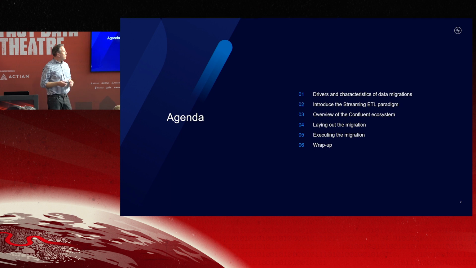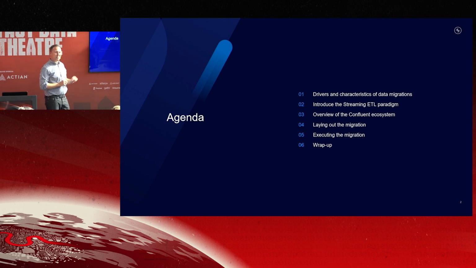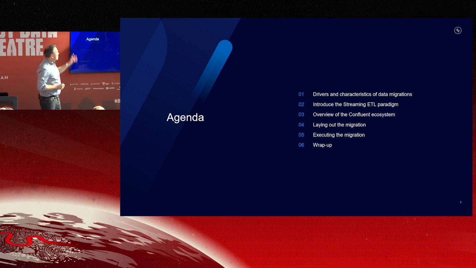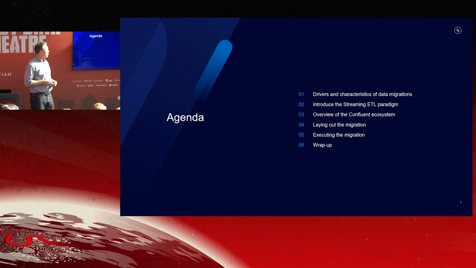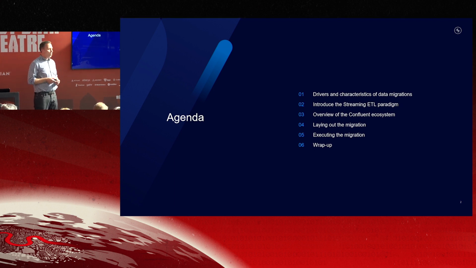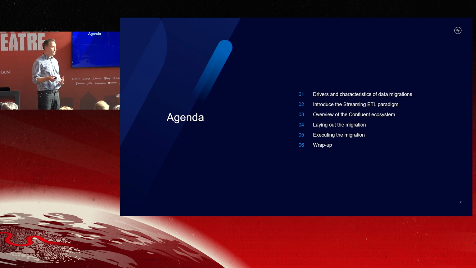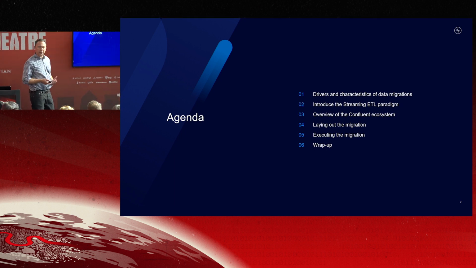So let's take a look at what we're going to talk about today. I apologize for the small writing. I didn't realize the screens would be so small. So firstly, we're going to talk about the drivers and the characteristics of data migrations. I'm going to introduce to you the paradigm of streaming ETL, extract, transform, load. I'll give you an overview of the Confluent ecosystem. We'll talk about how to lay out a migration, both logically and physically in space. And then we'll talk about what it actually takes to execute the migration. And finally, we'll do a little bit of a wrap-up.